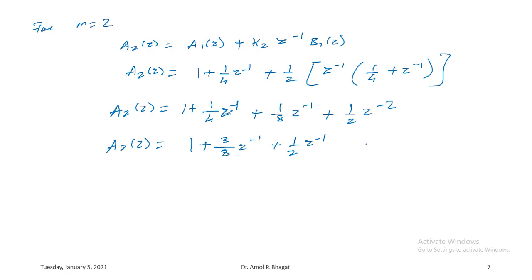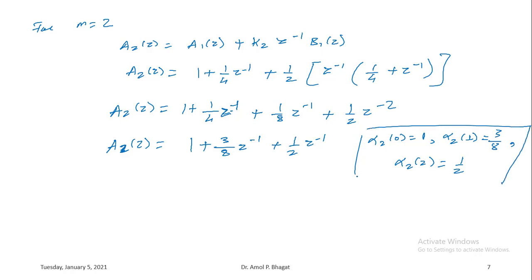So here the coefficients are from this a2 of z. You can write these coefficients as alpha 2 of 0 is 1, alpha 2 of 1 is 3 by 8, and alpha 2 of 2 is 1 by 2, right. These three coefficients are there: 1, 3 by 8 and 1 by 2, right. So again from a2 of z you can obtain b2 of z, right.